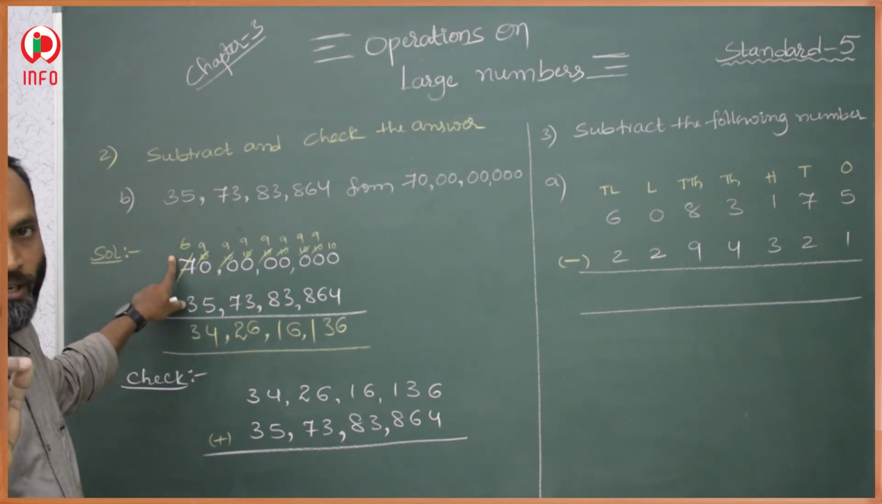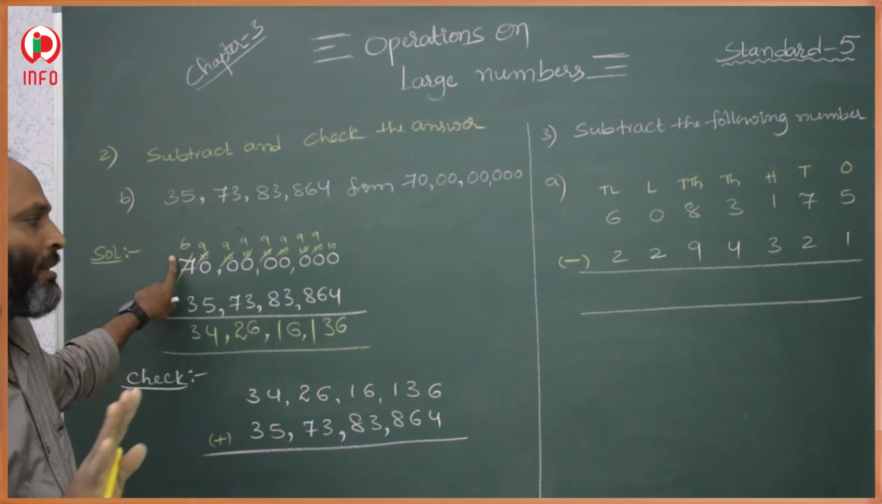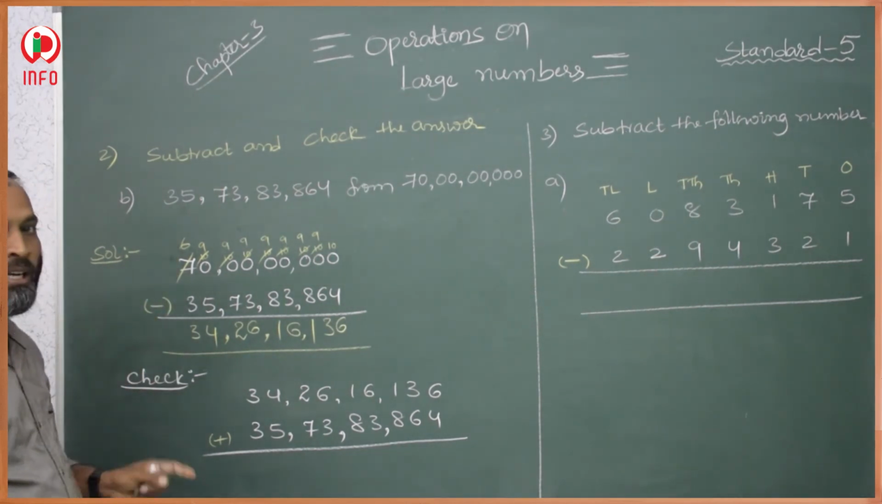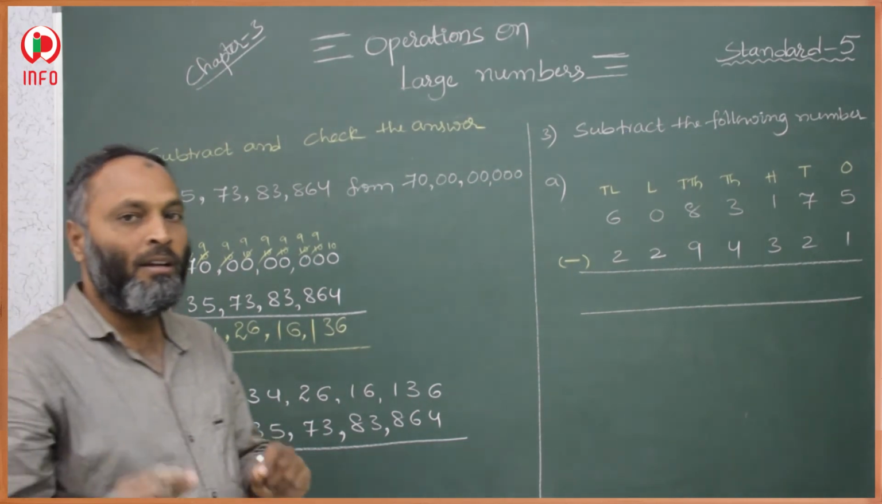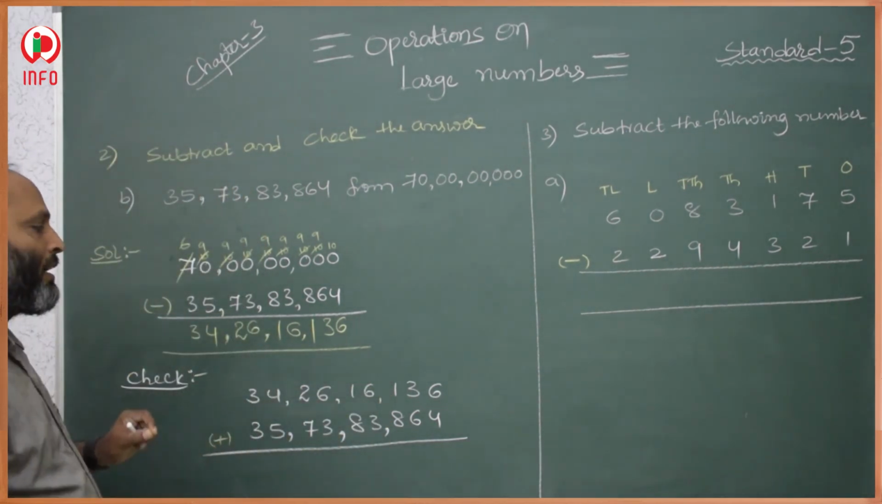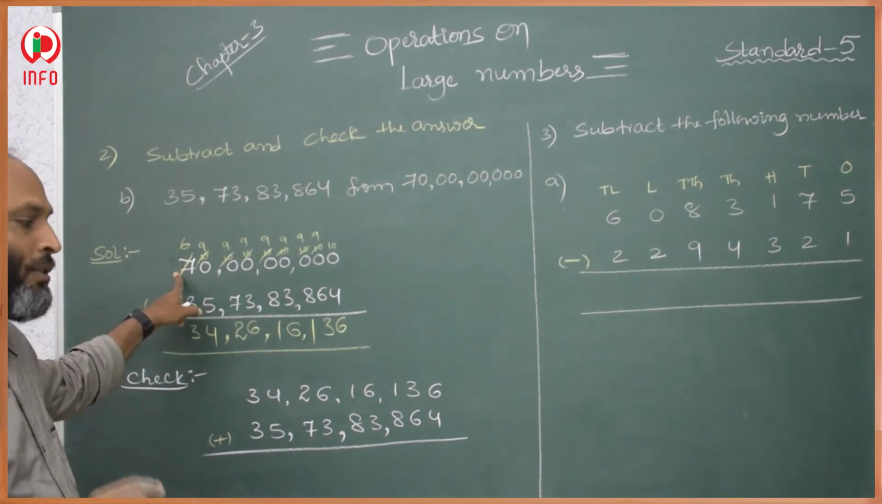If you are getting 70 crore, then your answer is correct. If you are not getting 70 crore, then your answer is not correct. So the question is also asking to check. Check means we have to add the difference and the subtrahend. After adding the difference and subtrahend, we should get the minuend, whatever the minuend value we have.